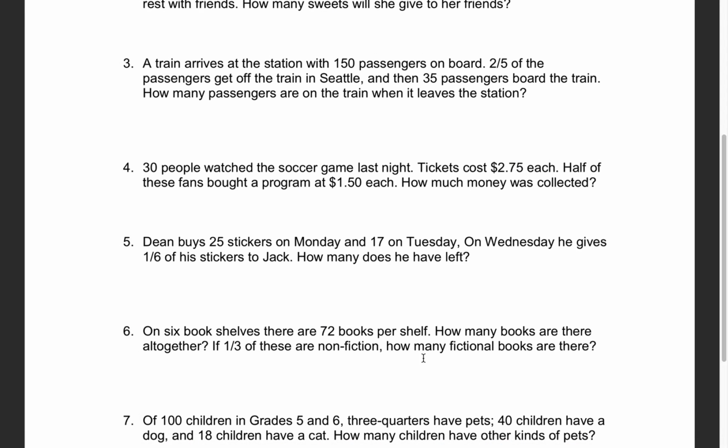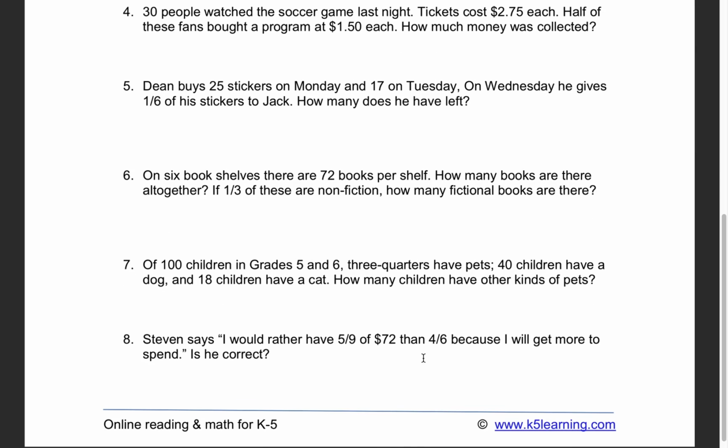So a lot of these questions here are based off of finding those equivalent fractions. So if you're given a total number, like there's 6 bookshelves and 72 books per shelf, how many books are there altogether? So 6 bookshelves, 72 books per shelf. Yep. So you would have to multiply. So you find out whatever 6 times 72 is.